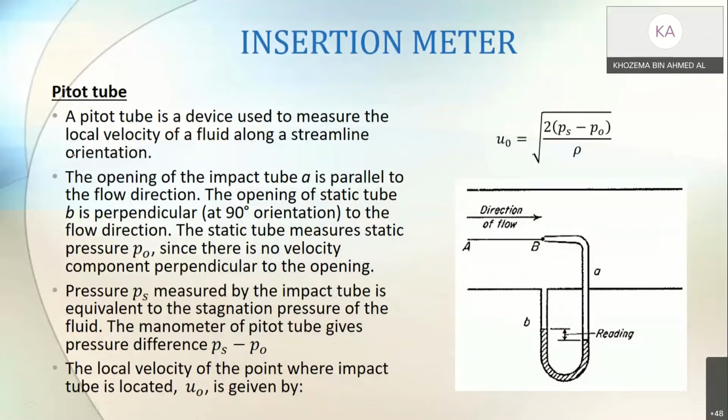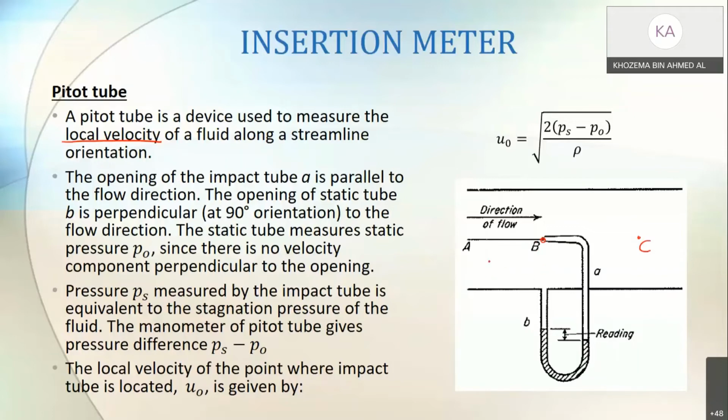When we are talking about insertion meters, always make sure that you understand that we are talking about local velocity. Local velocity means the velocity at a certain point. If you want to find the velocity at point B, this is the velocity at point B. If I put another point here, let's say point C, you cannot say that whatever velocity you have at point B will be the velocity at point C. So this is the difference between an insertion meter and a full bore meter.